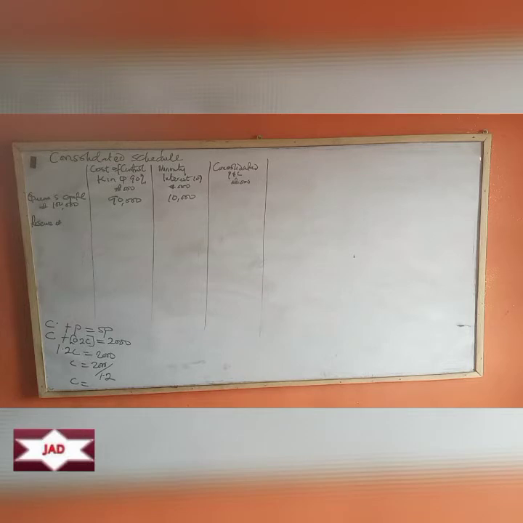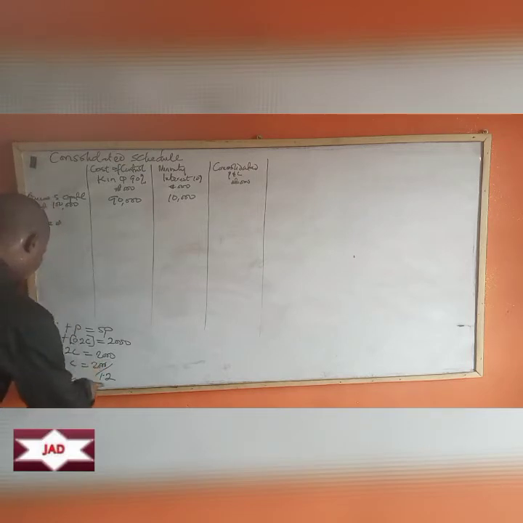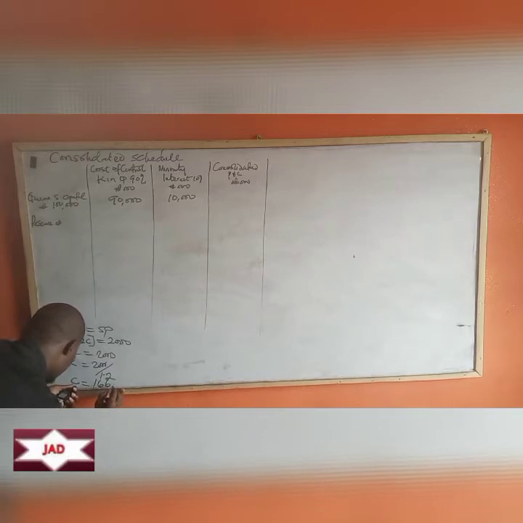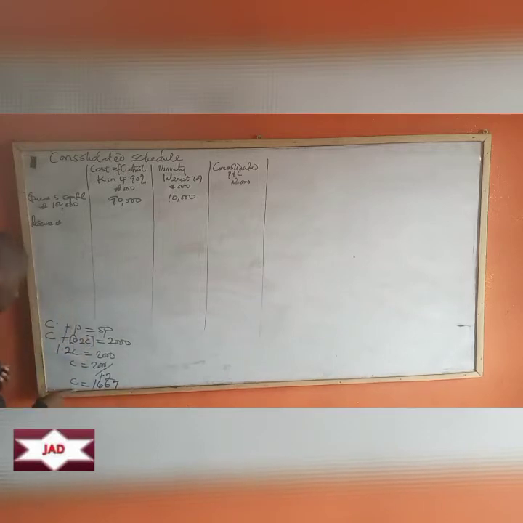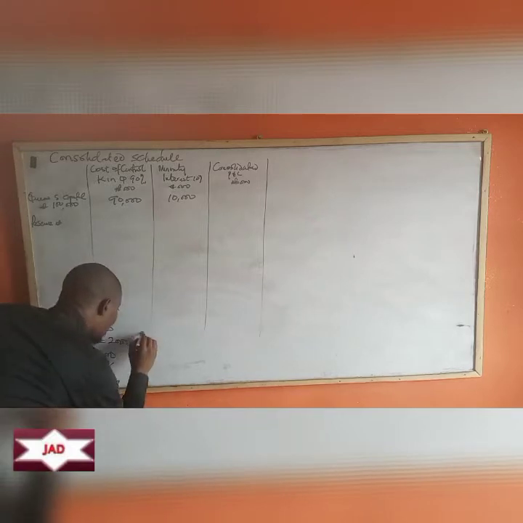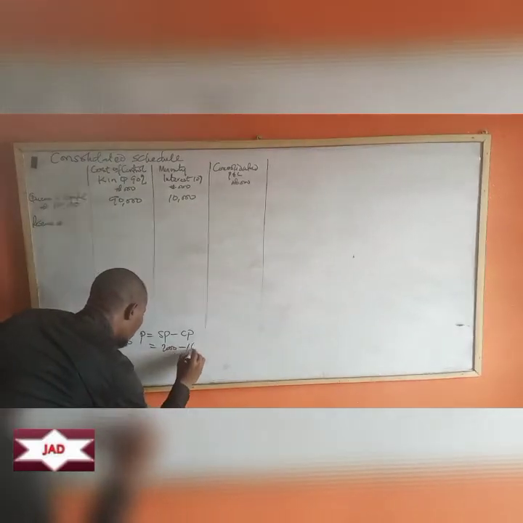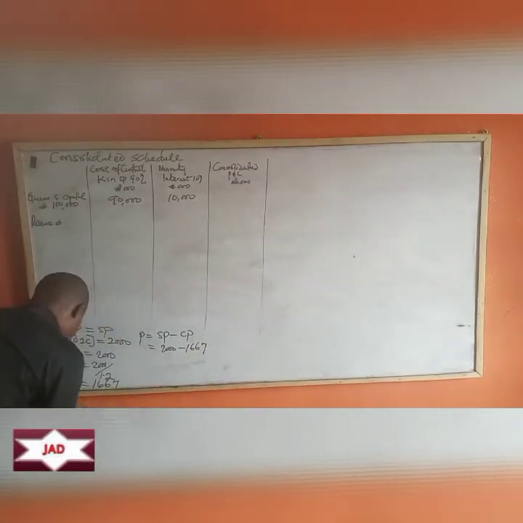So we have 166. So this is cost: 2,000 divided by 1.2 is approximately 1,667. So if cost is 1,667, then what is now our profit? So profit will be equal to selling price minus cost price. So that will be 2,000 minus 1,667. Okay.